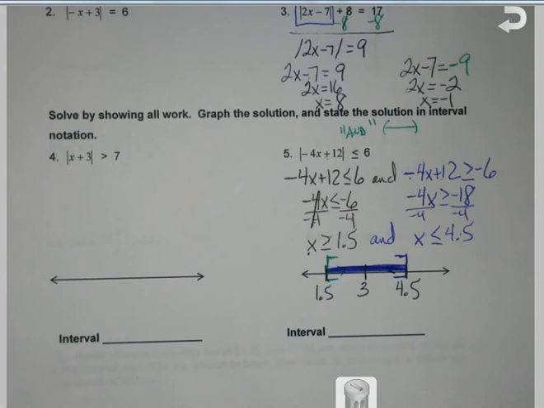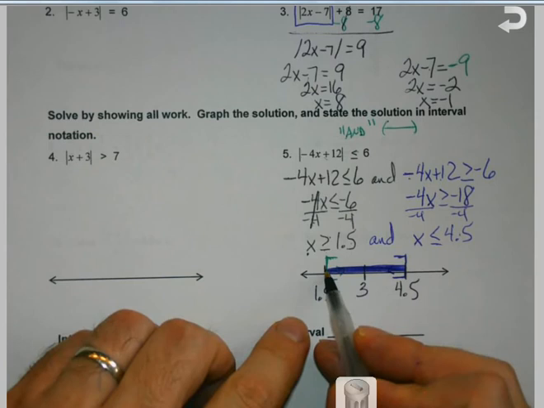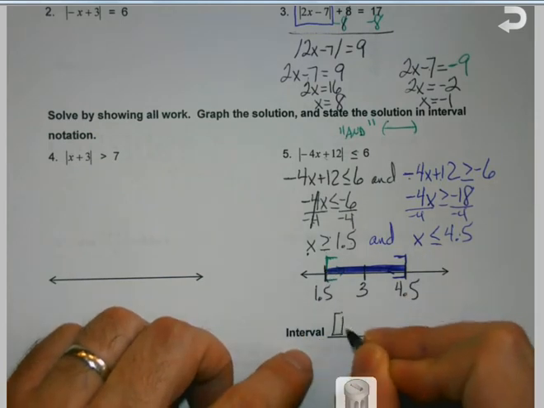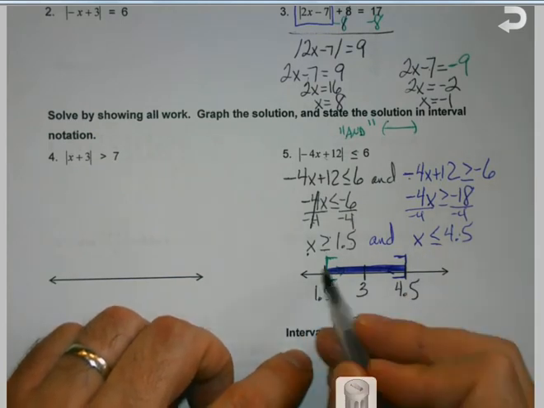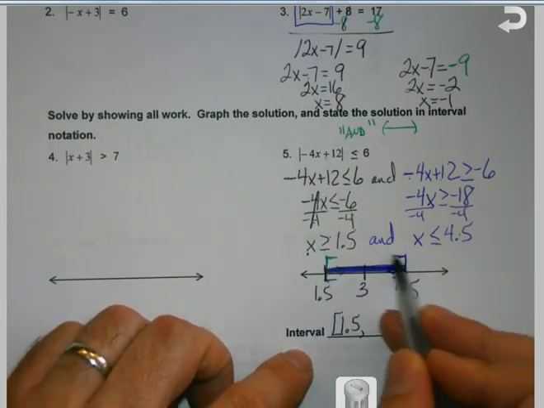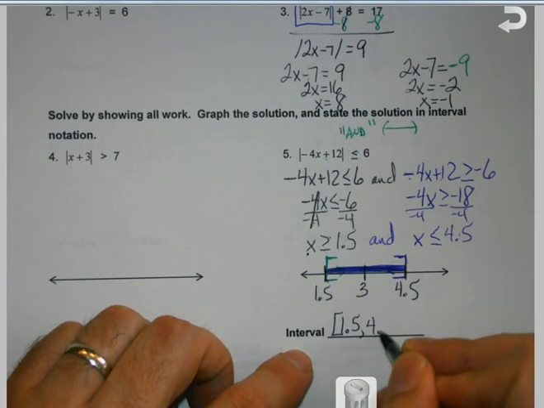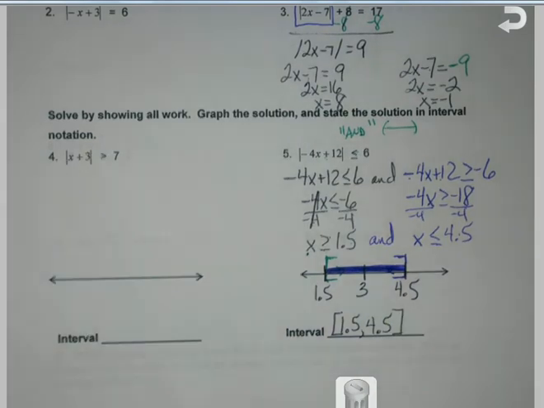And then my interval notation, like it has been all along, we just work left to right. Left, I'm at 1.5. Oop, I do have a stopping point here at 4.5. And I'm good.